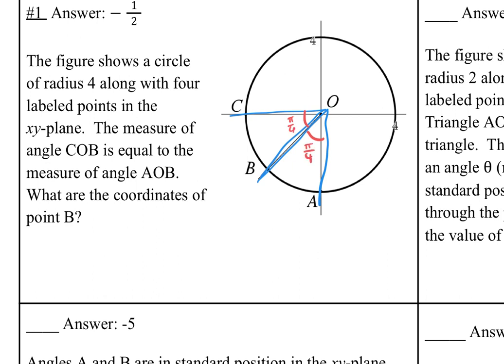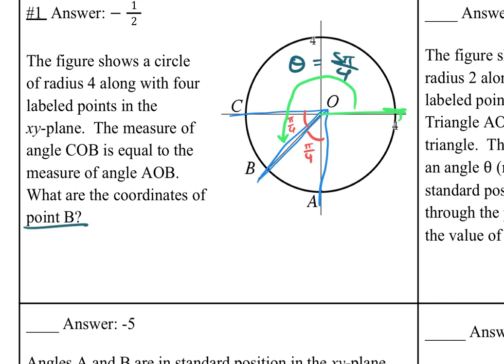So if I want to know what the coordinates of B are, then my theta is going to go from my standard position to B. What is the angle measurement of theta? 5 pi over 4, because we're taking pi and we're adding pi over 4 to it. Does that make sense? Yes? So theta is 5 pi over 4. This question is saying, what are the coordinates of point B?